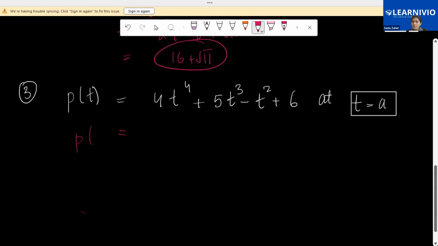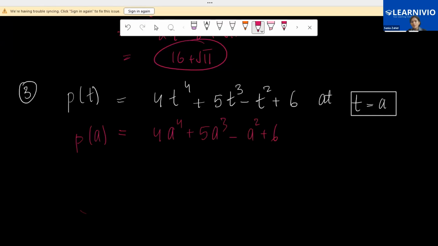P(a) is equal to 4a to the power 4 plus 5a cube minus a square plus 6. That will be your answer. You just replace it with a. Like t is equal to a, so instead of t, you're going to write a. Oh, fine. So there's no need to solve anything? You can't solve this further because there is no number. Okay, no problem. Now do you understand? Yeah. Okay. You got the same answer? Yes, ma'am.